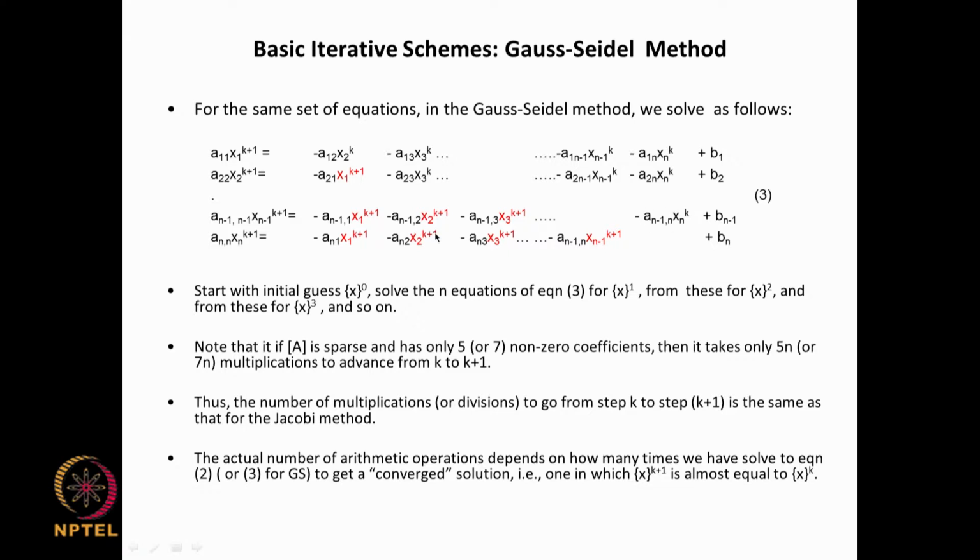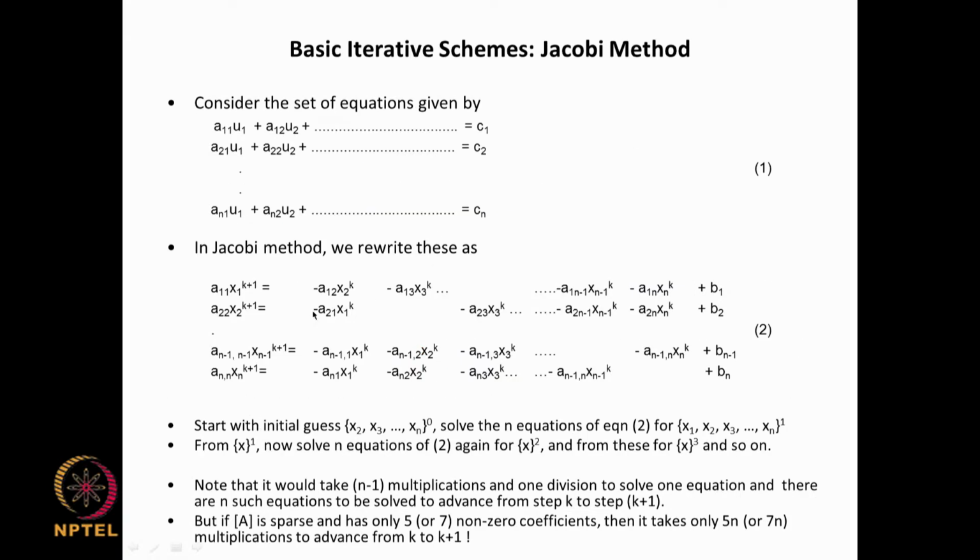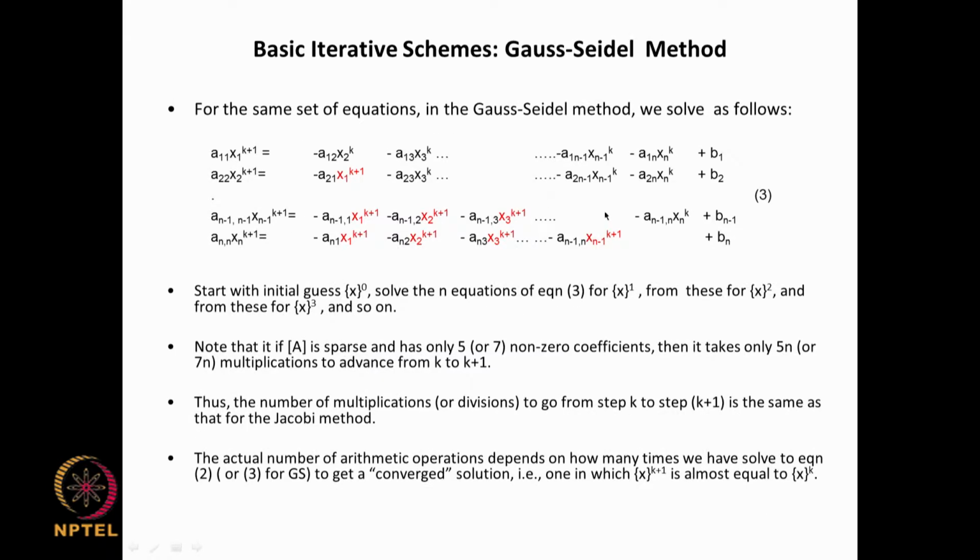So, in that sense, the Jacobi method and the Gauss-Seidel method are very similar, except that in the Gauss-Seidel method, wherever we have an updated value, we substitute that into this, and otherwise it is the same approach, no matrix inversion, and we solve again with an initial guess, and then from this we solve for x1 and then x2, x3 and so on.